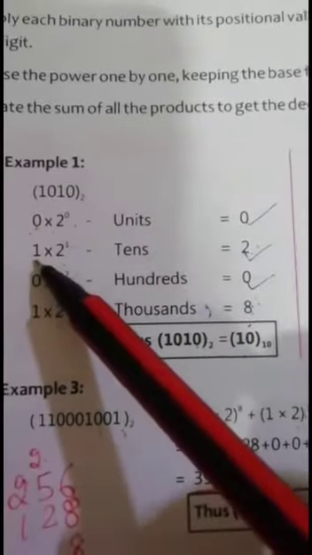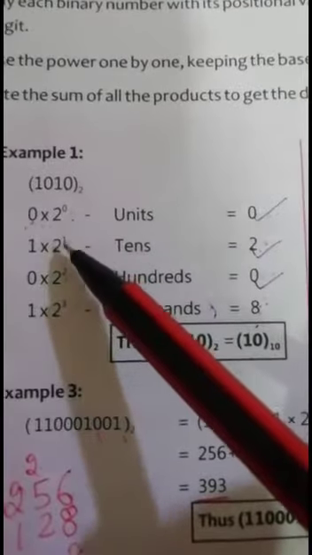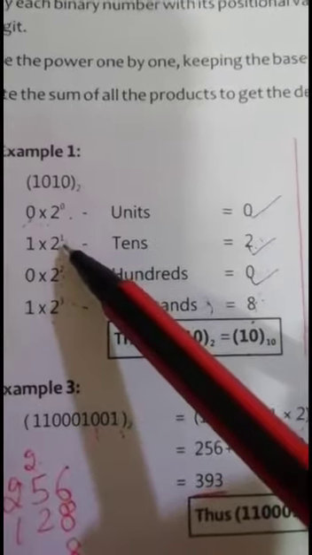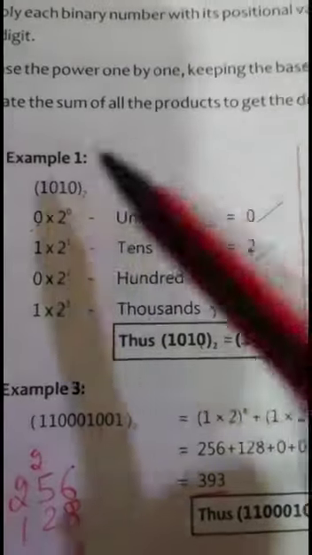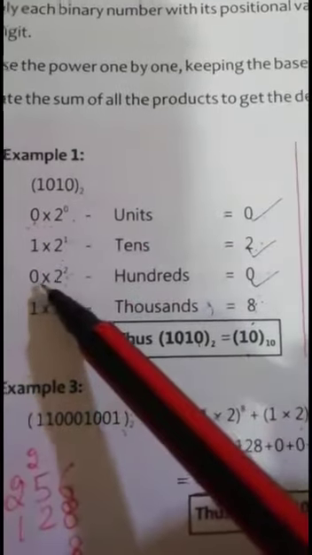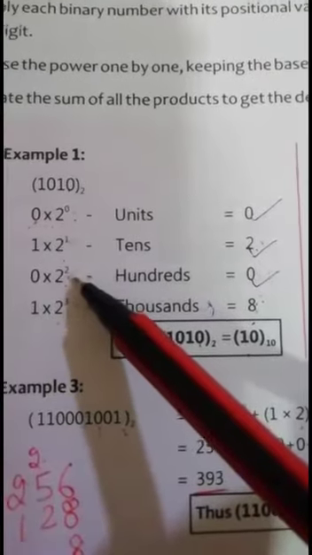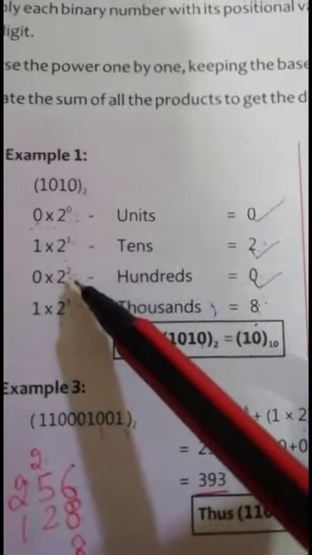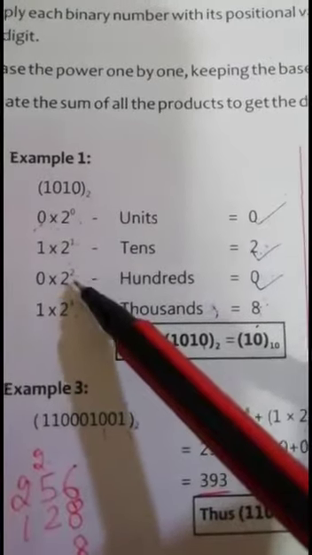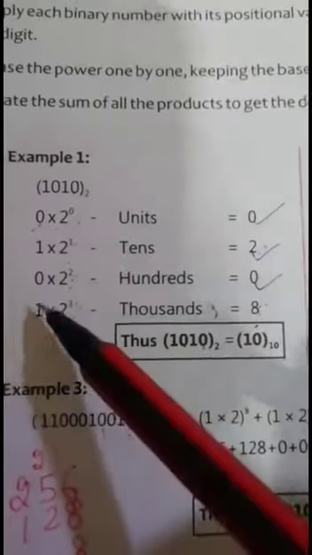Next digit is 1. 1 multiplied by 2 power 1. 2 raised to the power 1 means 2. 1 multiplied by 2 is equal to 2. Next digit is 0 multiplied by 2 power 2. 2 power 2 means 2 multiplied by 2, and that is equal to 4. 0 multiplied by 4 is equal to 0.